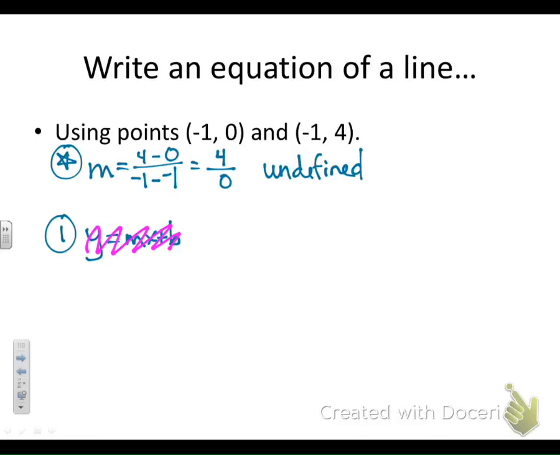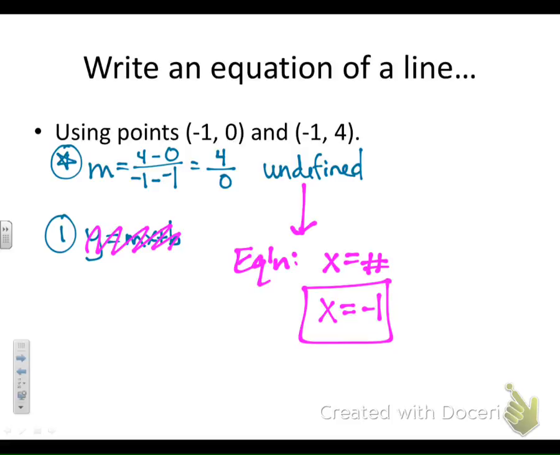I know if I have an undefined slope, the equation is no longer y equals. It's got to be x equals a number. And that specific number needs to be the x-coordinates of your points. Notice how both x-coordinates match. That's the equation of this line containing these 2 points.